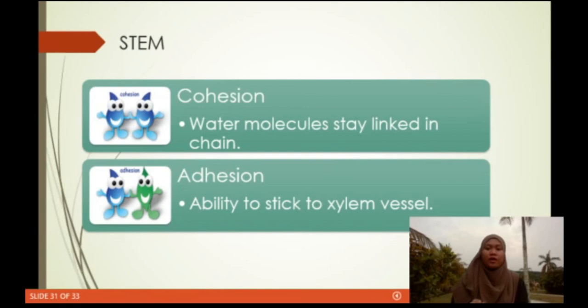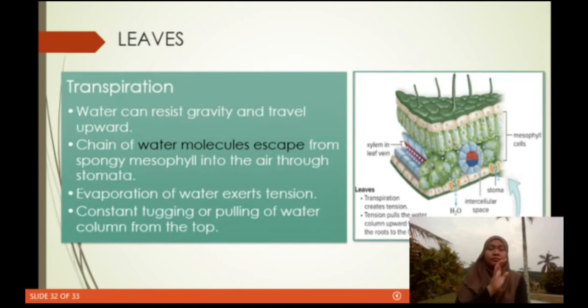In the stem, there are 2 things that help the water: cohesion and adhesion. Cohesion: water molecules stay linked in a chain. With this, the water molecules continuously move upward. Then we talk about adhesion. Adhesion is the ability of water to stick to the xylem wall. So the water is kept in place. But remember, root pressure, adhesion and cohesion are not enough. So we turn to the leaf.